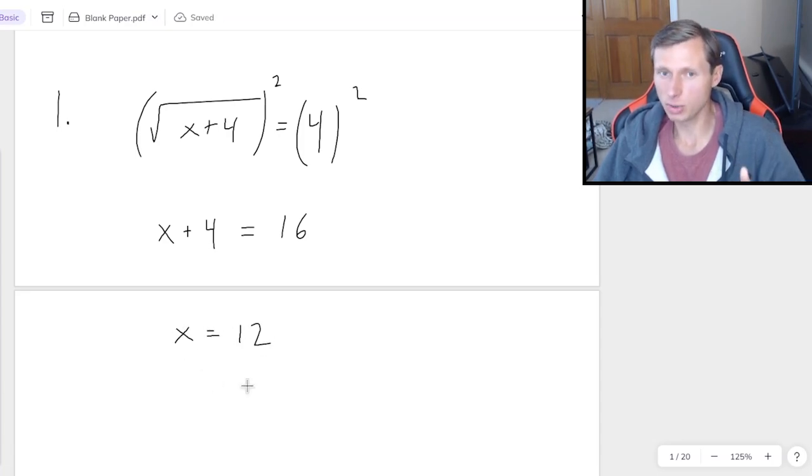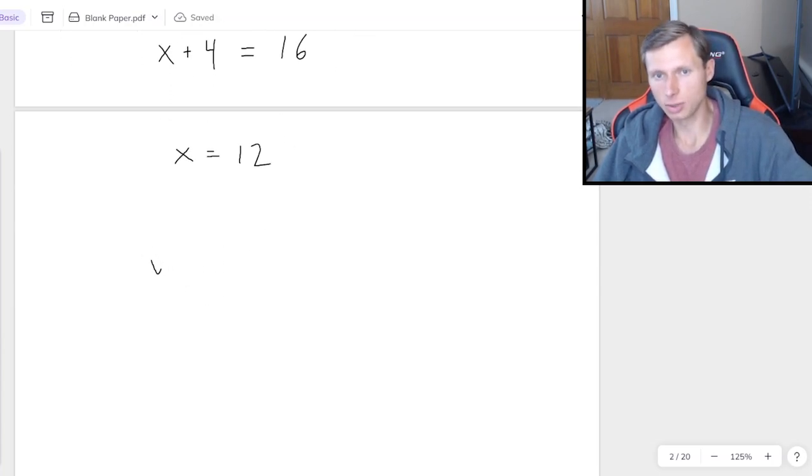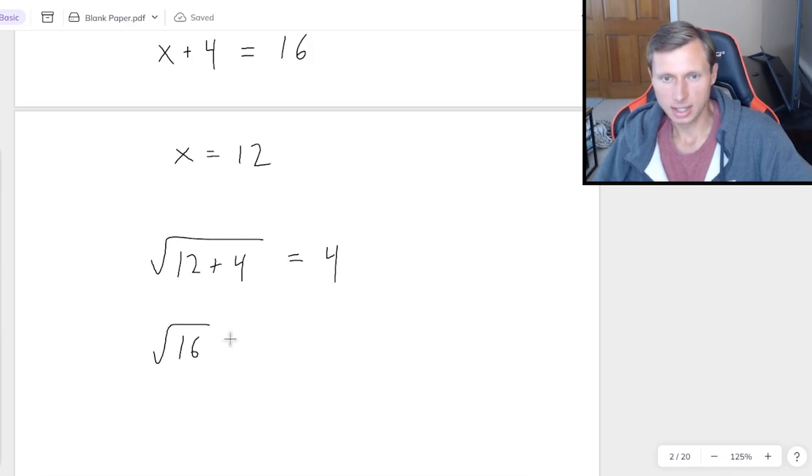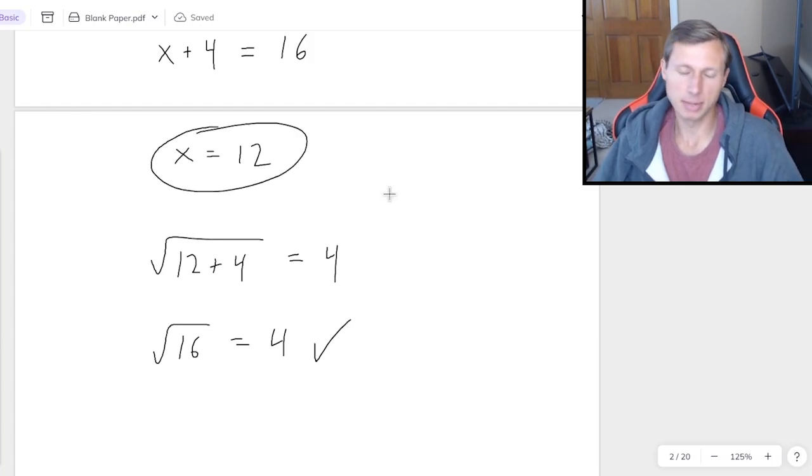Now before I circle that as my final answer, I do have to check if that's an extraneous solution. The way we do that is I just literally plug in 12 into the original problem, and I need to make sure that these sides are equal. And 12 plus 4 is 16, and the square root of 16 is 4, so check. It looks like x equals 12 is my solution.